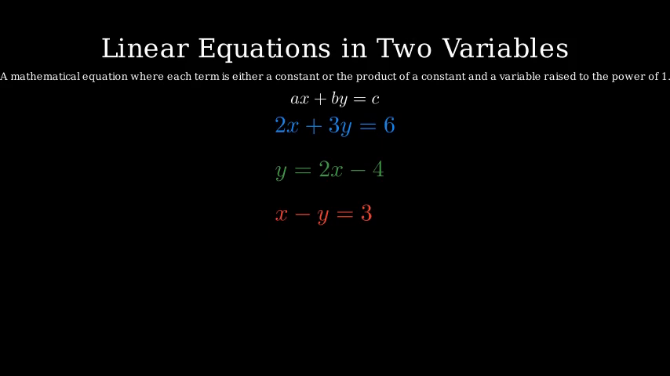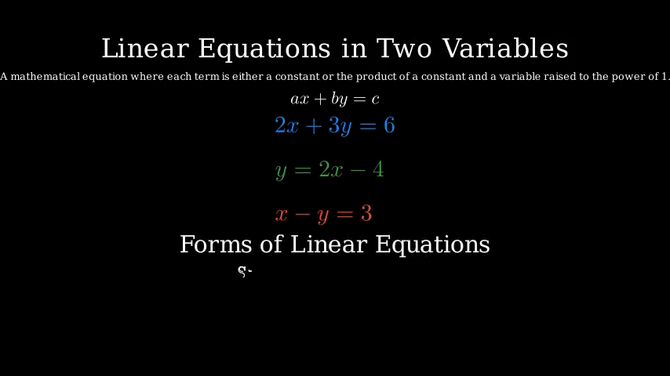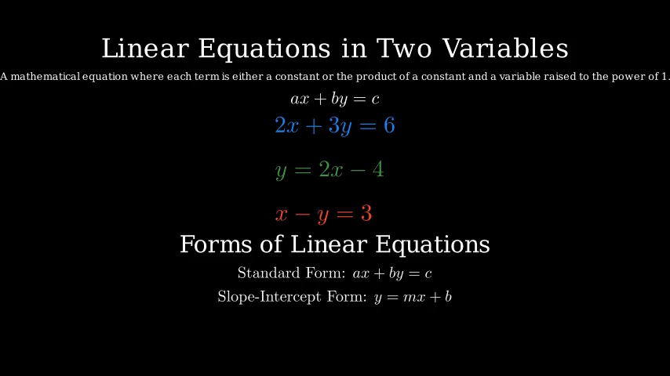Linear equations can be written in different forms. Let's look at the three common forms. The standard form, ax plus by equals c, where a, b, and c are constants. The slope-intercept form, y equals mx plus b, where m represents the slope and b is the y-intercept. The point-slope form, y minus y1 equals m times x minus x1, where m is the slope and x1, y1 is a point on the line.